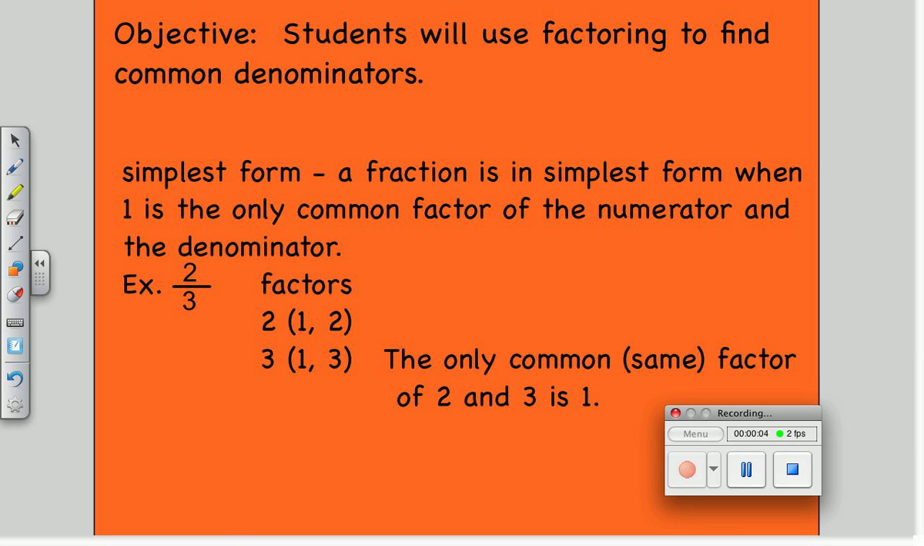Okay, this is Chapter 5, Lesson 4. So, please make sure you put 5.4 at the top of your notes and today's date. Write your objective. Students will use factoring to find common denominators. Factoring.